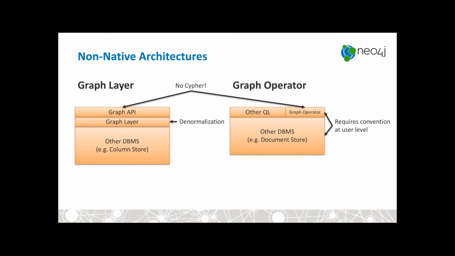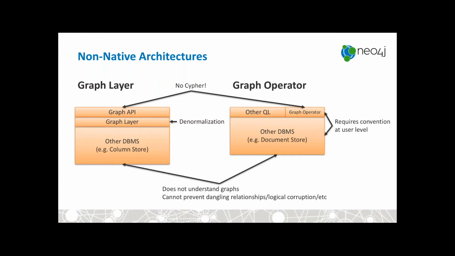The graph layer implies excessive denormalization in order to try to get performance. And that denormalization implies complexity and it inhibits performance. On the right-hand side, the graph operator and the structure of the document store, the fields in the documents that you have to store, requires convention at the user level. The document store simply cannot enforce any of these graph conventions because it doesn't know about graphs, which means that, again, a well-meaning user can come along and ruin your graph.